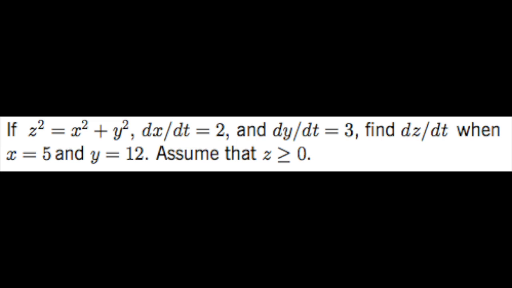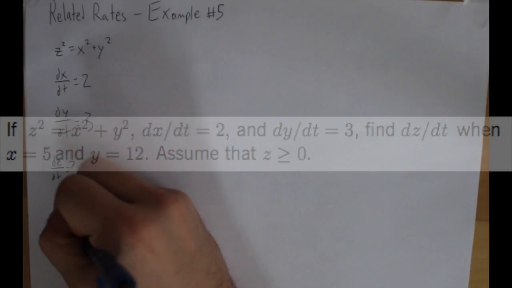Example number 5. If z squared equals x squared plus y squared, dx over dt equals 2, and dy over dt equals 3, find dz over dt when x equals 5 and y equals 12. Assume that z is greater than or equal to 0.